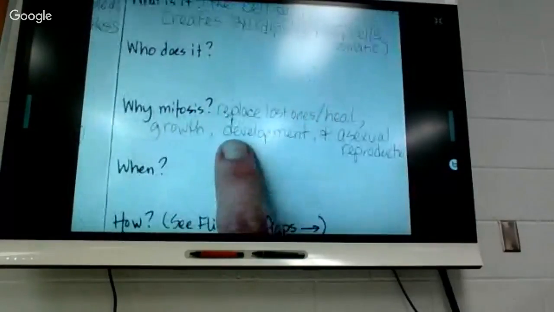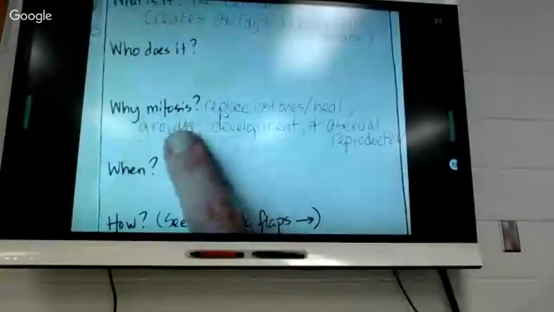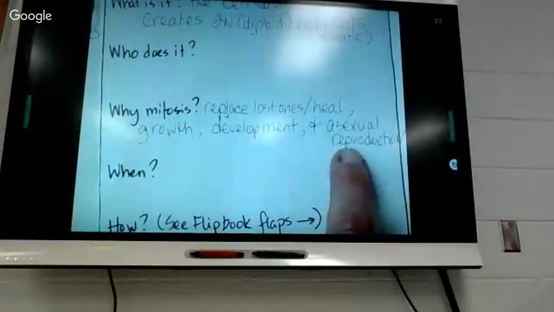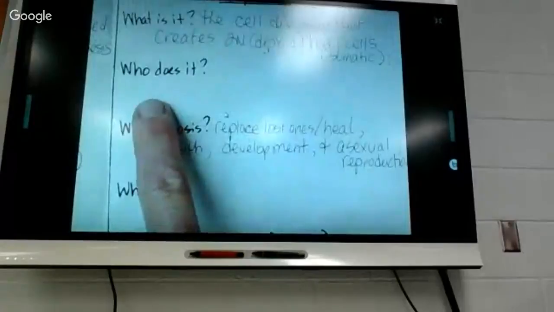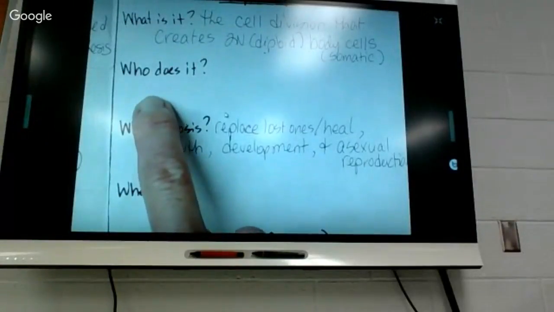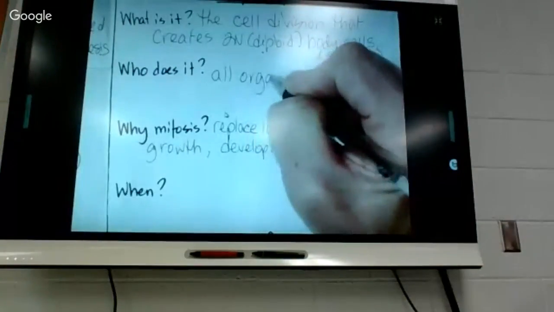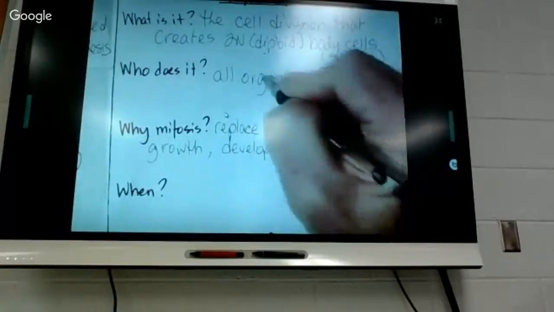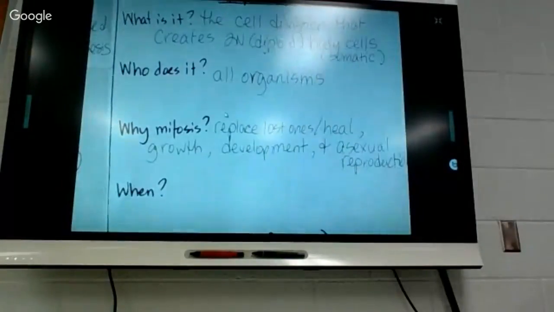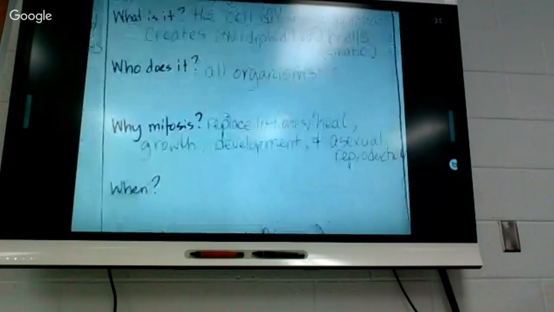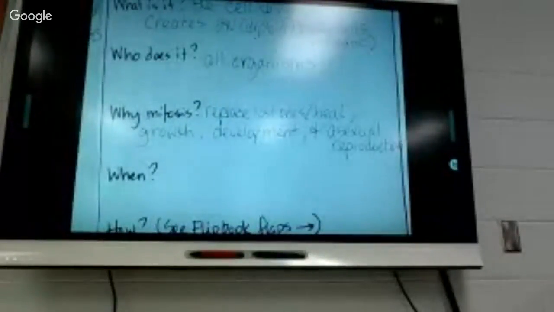Okay, so who has to be able to replace the ones they lose, or grow, or develop, or reproduce asexually? Basically, who are we talking about? What kind of organisms? Everything. Yeah, in some way. So all organisms will use mitosis for some reason. It's kind of cheating a little bit because bacteria, technically, we just call it binary fission, but it's basically mitosis. And that's how they reproduce asexually.